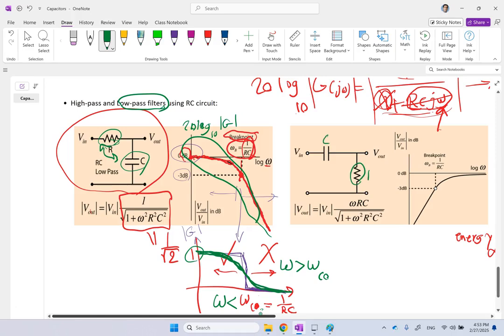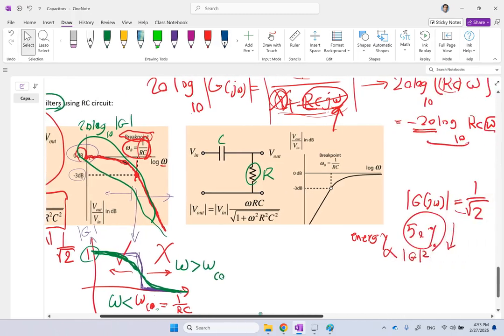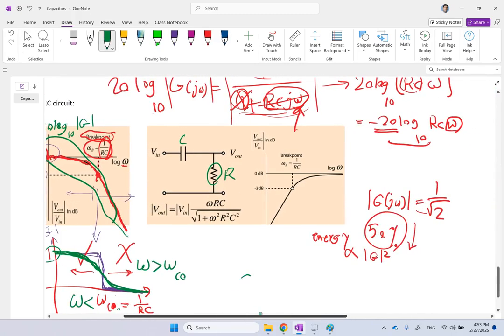and capacitor in series, your transfer function here, you can easily show that in this case, your transfer function G is going to be S over 1 plus RCS. And if you plug in for S j omega and take the magnitude of it, this is going to be the magnitude.